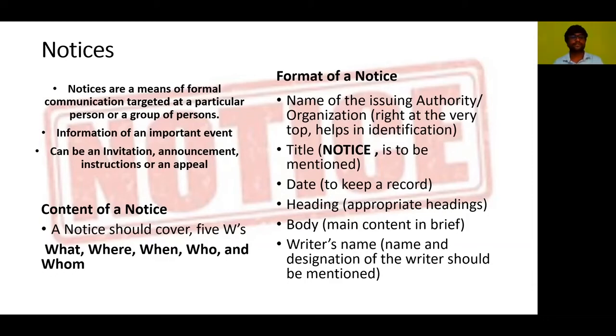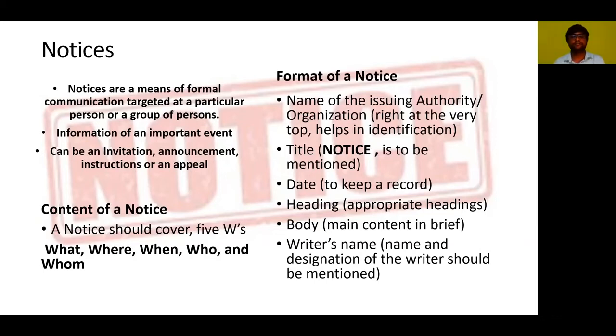Next, let's see what are the different contents of a notice. A notice should cover the 5 W's. One is what, next is where, next is when, then who, and whom. A notice should answer all these 5 W's. Next, let's see what is the format of a notice. The first would be the issuing authority or organization. The name of the issuing authority or the organization should be right at the very top, which will help in identifying who came up with this notice.